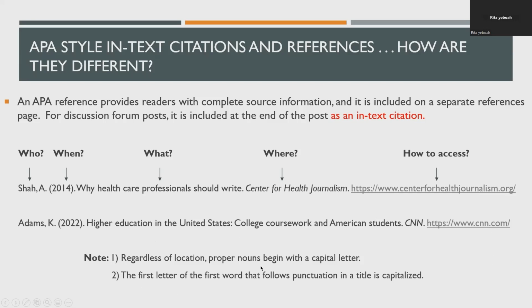And we have a couple of notes here. Proper nouns, so things like titles or people's names, should begin with a capital letter. For instance here, Center for Health Journalism is the name of an institution, so we're going to capitalize all the major words in that name. Likewise, people's names are proper nouns as well, so we're going to capitalize those.